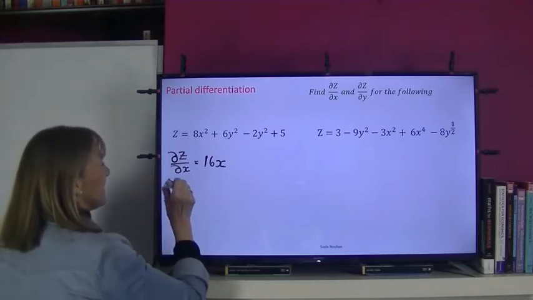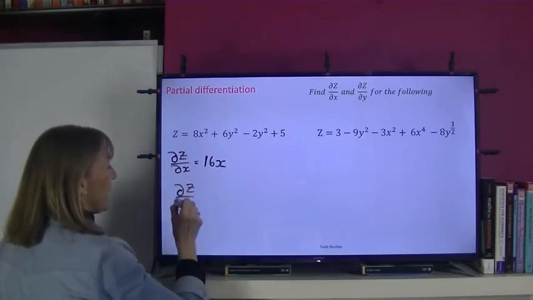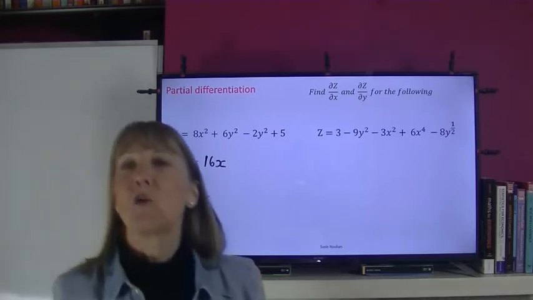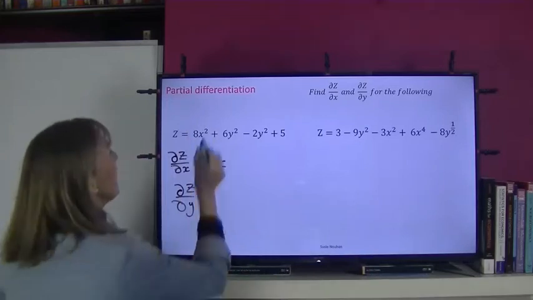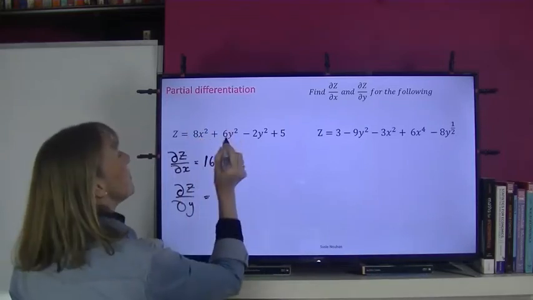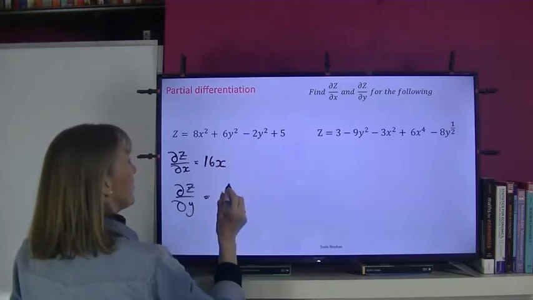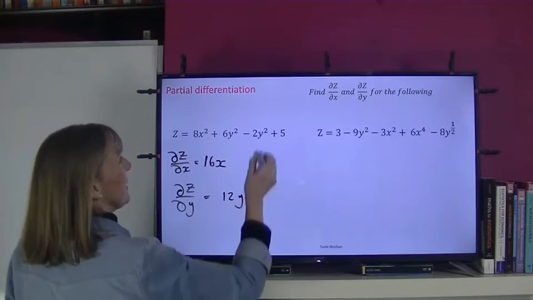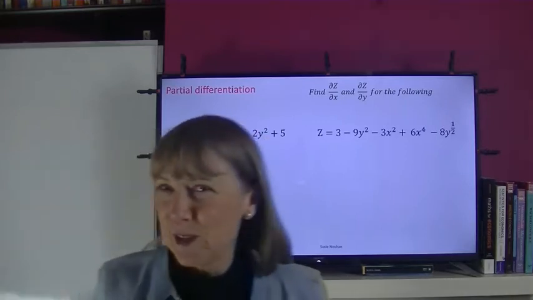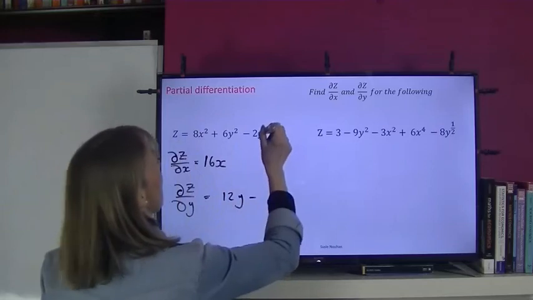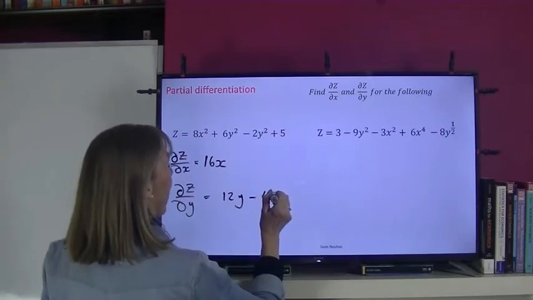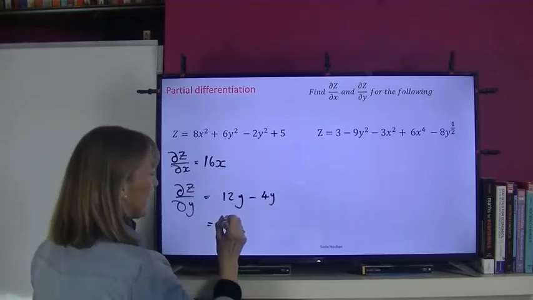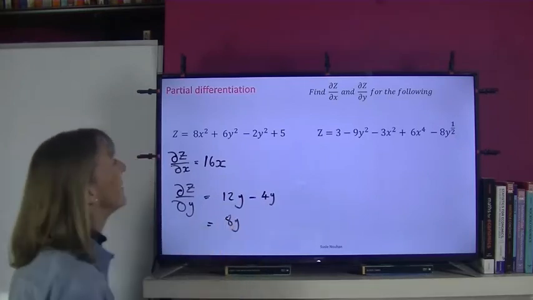So here's dz by dy now. Okay, so I'm differentiating with respect to y and holding x constant. So this is now a constant, so it goes away. This is now something I differentiate, so multiply power by the coefficient. Oh, they've both got powers of 2, so I should have put them together really, shouldn't I? Minus 4y, and the 5 goes away. That was a bit dopey of me, so that really simplifies to 8y.